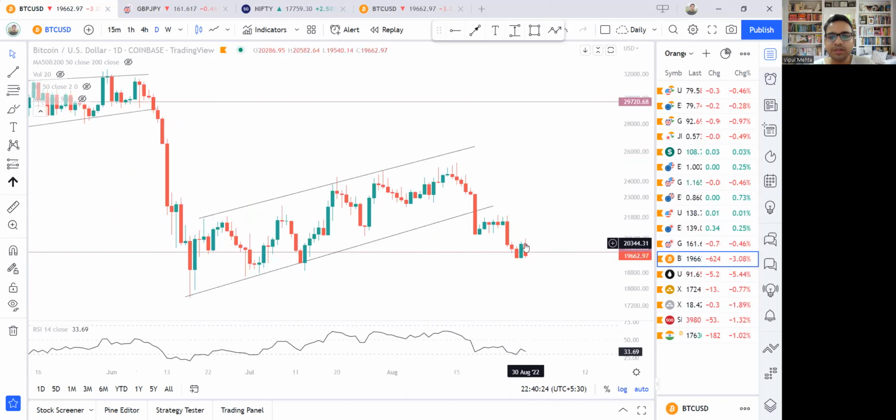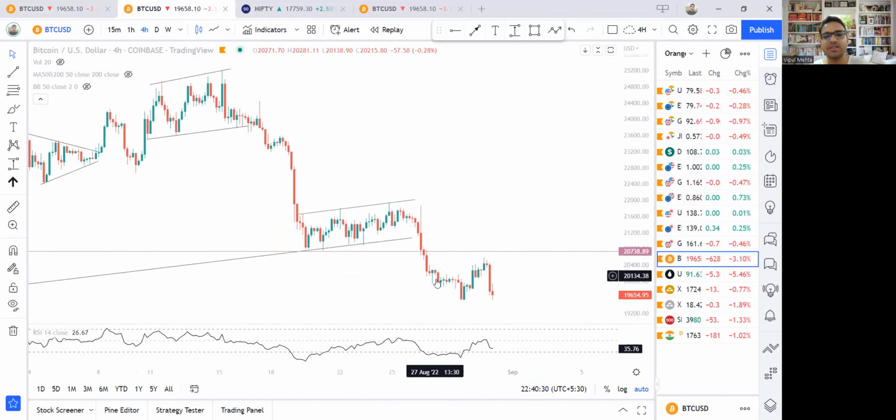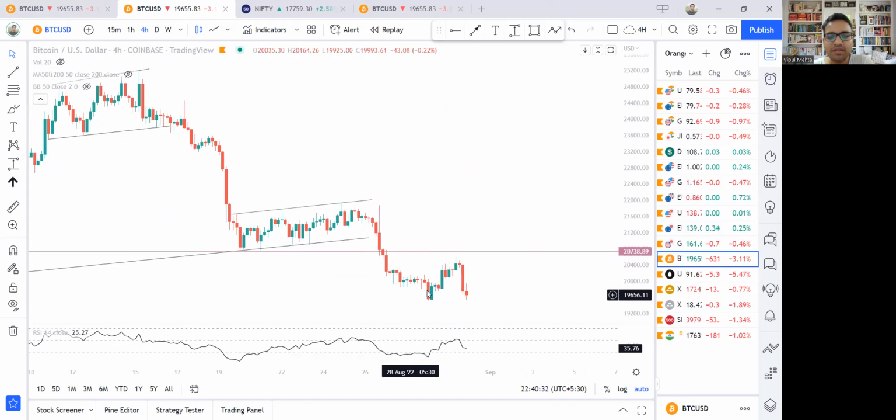Bitcoin was giving some kind of bounce yesterday, but gave up all of those gains. In fact, I think this is what we were discussing yesterday. When we were discussing yesterday, the price was somewhere here. So we were somewhere here yesterday, and I was kind of looking for a bounce opportunity.